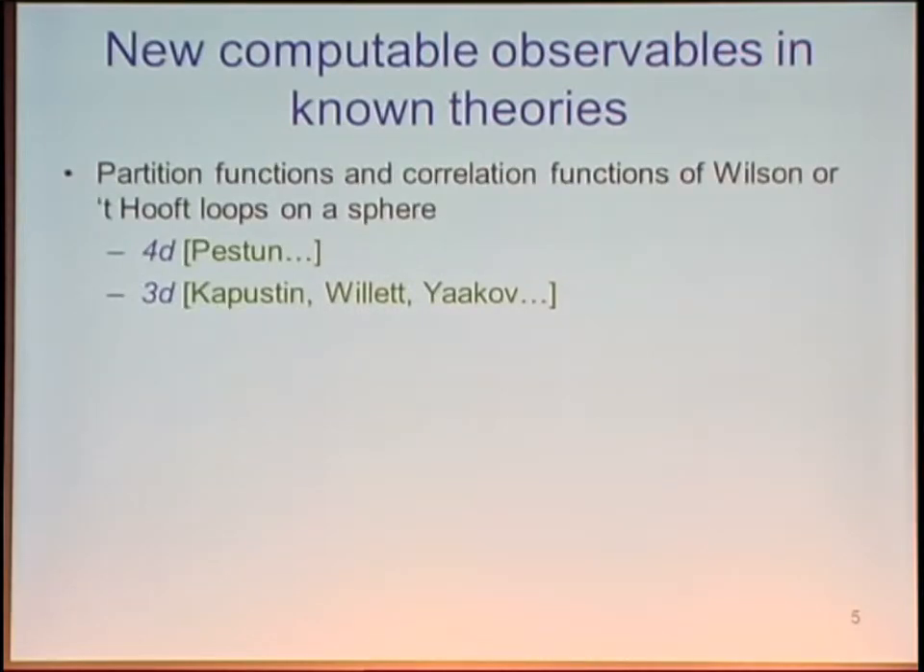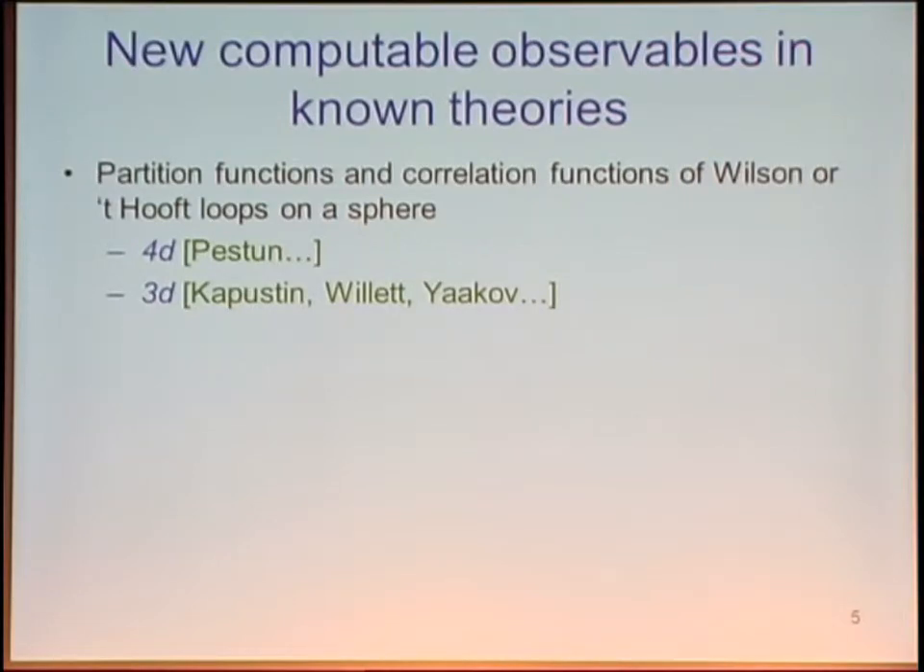So here, the main development that we have seen over the last few years is the work of Pestun, who studied the partition function and correlation functions of four-dimensional theories on S4, and Kapustin, Willett, Yaakov, and many followers. Wherever I have used these ellipses, there are many references that follow up on the original work, which I'm not going to mention here. They studied, again, partition functions and correlation functions in three dimensions. And so this is S4 and S3.